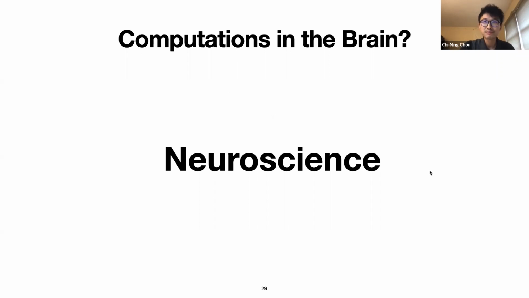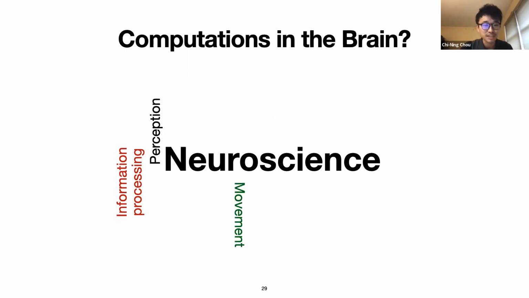Vaguely speaking, when we talk about computation related to the brain, some words may already pop up in your head. For example, information processing, which sounds like some computation. And when you want to process information, you need to have perception, and you might do some movement as an output. You maybe also need to make decisions.